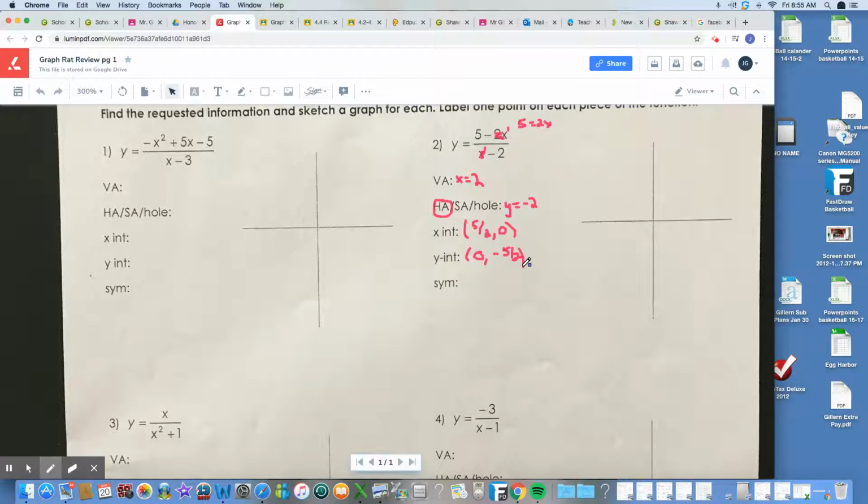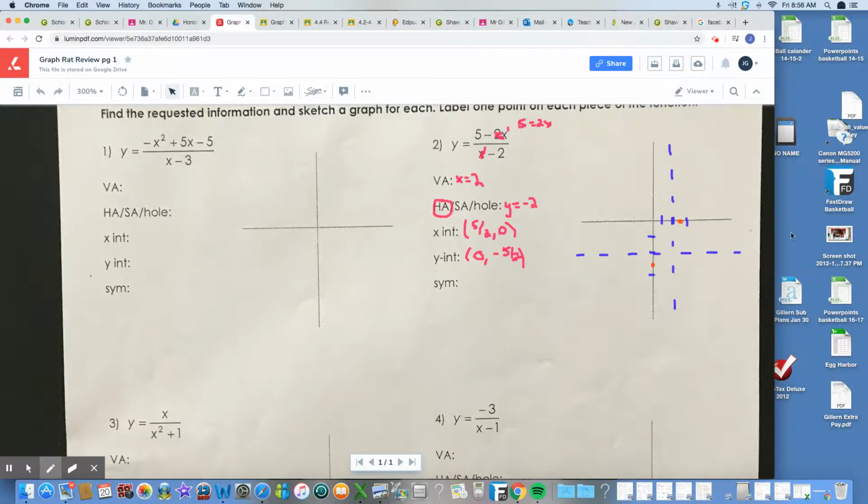Now that we have all of that information, we just graph. So let me change the color here. We have a vertical asymptote at x equals 2. We have a horizontal asymptote at y equals -2. Now, our x-intercept is 5 halves. 5 halves is 2.5, correct? So it's going to be right there, 2.5, comma 0. Y-intercept at 0, -2.5. So it's -1, -2 right here.